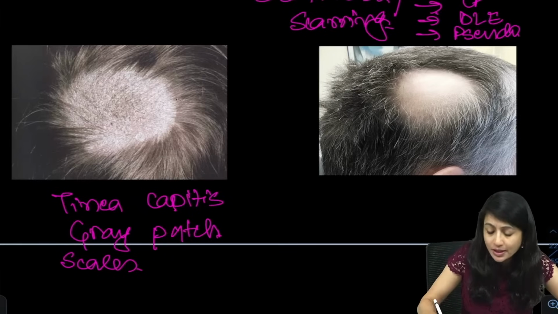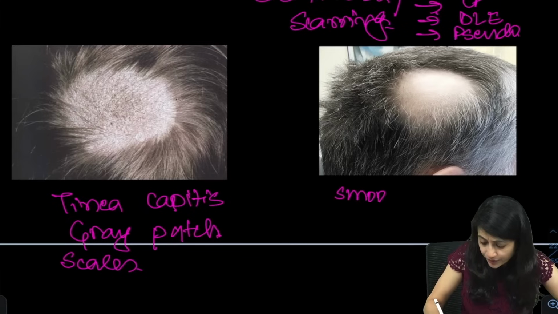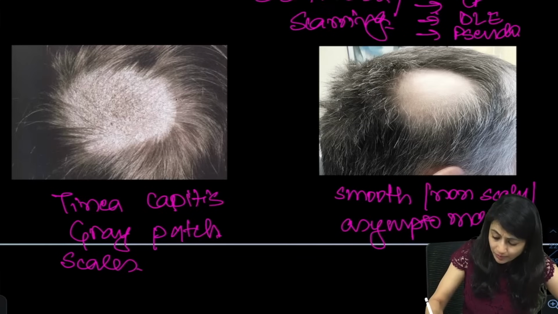However, if you see something like this, very, very smooth, non-scaly, asymptomatic in the question, what will be my diagnosis? It will be alopecia areata.